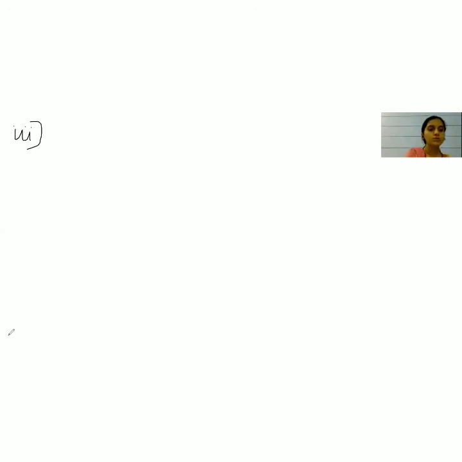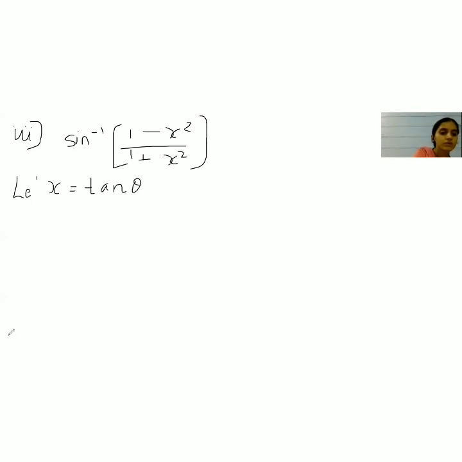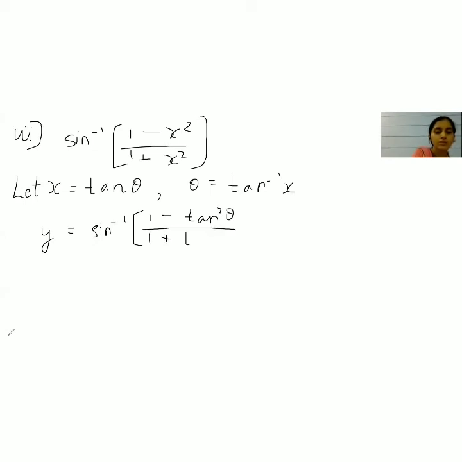So it says sine inverse of, here basically we should remember our identities and so the sum becomes simpler. This is sine inverse of (1 minus x square) upon (1 plus x square). Again, it's the same step, x equal to tan theta. Okay, so we'll have theta equal to tan inverse of x, right? And we'll substitute it in the sum. So y is equal to sine inverse of bracket 1 minus tan square theta upon 1 plus tan square theta, right?